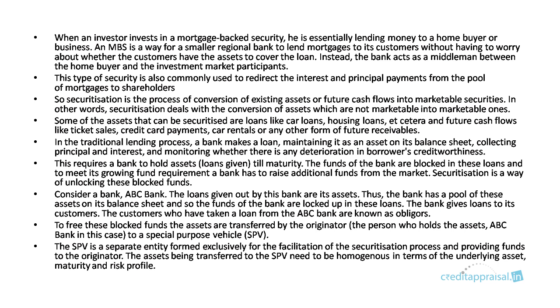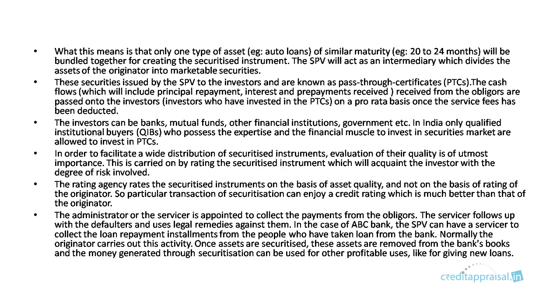So we can bundle the securities of a particular risk profile. Okay, and only homogeneous assets will be transferred to the SPV. So what this means, not only one type of asset like auto loans of similar maturity will be bundled for creating the securitized instrument. So you might have a situation where one bundle is auto loans of B credit rated customers, tenure of 20 to 24 months. So that is one bundle. So you have another asset like housing loans, maturity of 10 years, medium credit risk. So there will be this bundling of securities.